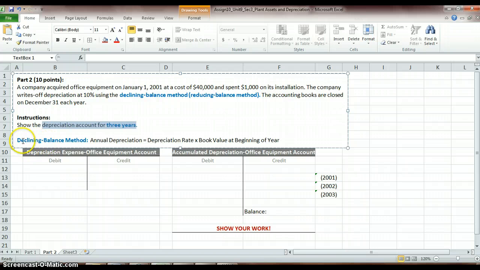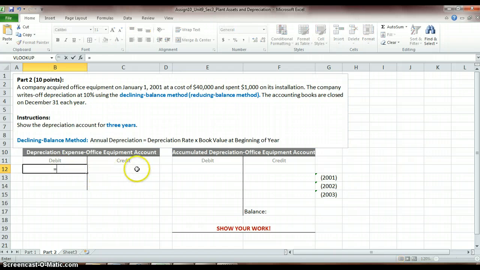So to do that, they told us to use the declining balance method. There are several different methods that you should have read about in your text, and in this one, we're using the declining balance method. So that tells us we want to look at what our annual depreciation is. It's going to equal our depreciation rate times the value at the beginning of that year. So after the first year, we know we're going to lose a certain amount of value. Then we subtract that and use that new value times 10% again, which I'll show you here. So again, we're working with this expense account.